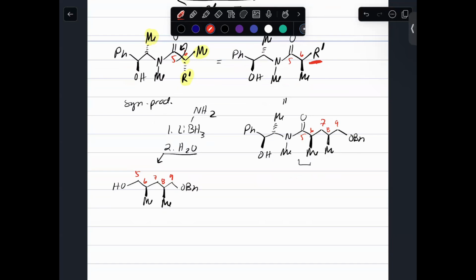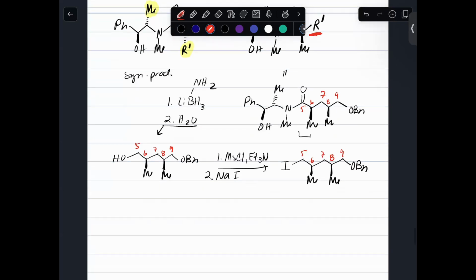And I do the exact same thing that I did in part 1. Treat it with mesyl chloride and triethylamine, followed by sodium iodide to form my primary iodo-alkylated product. And I'm done with part 2 of my total synthesis. This will be my new alkyl halide. Notice that it's getting bigger, it's getting more branched, but I'm setting the correct stereochemistry depending on the oxazolidinone and the pseudoephedrine that I use.